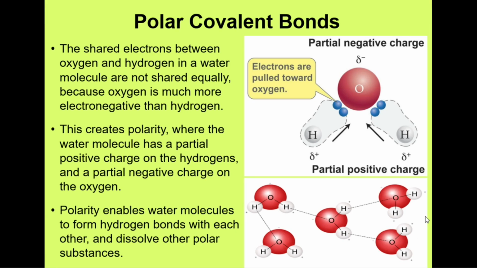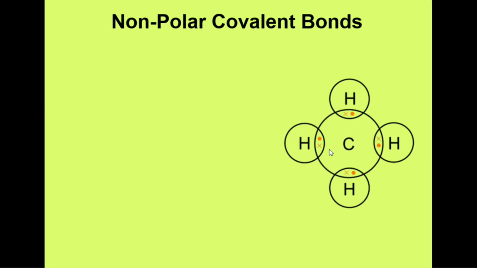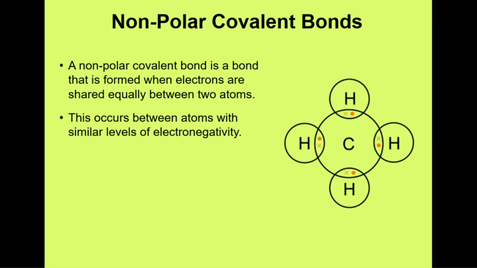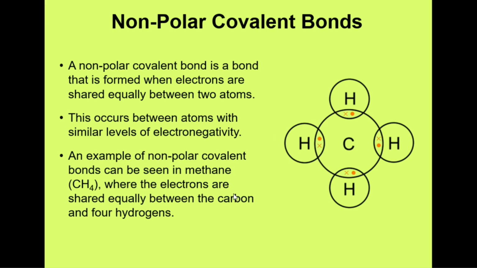Okay, so we'll talk more about water in a later session because it's so important. So those are polar covalent bonds, but we also get non-polar covalent bonds, and hopefully you've figured out what they are. But just to cover it quickly, a non-polar covalent bond is a bond that is formed when electrons are shared equally between two atoms. So this occurs between atoms with similar levels of electronegativity. The classic example is what we can see on the PowerPoint here, and it's one that we've discussed already, and it's methane, CH4.